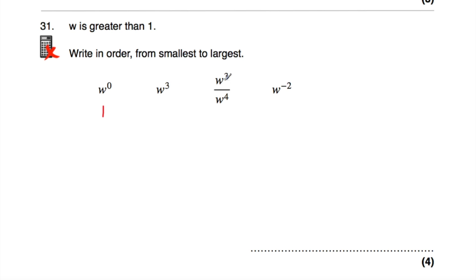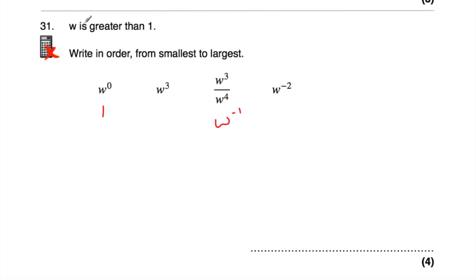W cubed. W cubed divided by W to the power of 4. Now here we've got W to the power of 3 divided by W to the power of 4. I remember whenever we're dividing things with the same base, we can take away the power. So 3 take away 4 is minus 1. So that'd be W to the power of minus 1. And then we've got W to the power of minus 2. So we've been asked to write in order from smallest to largest, W to the power of 0, W cubed, W to the power of minus 1, and W to the power of minus 2.